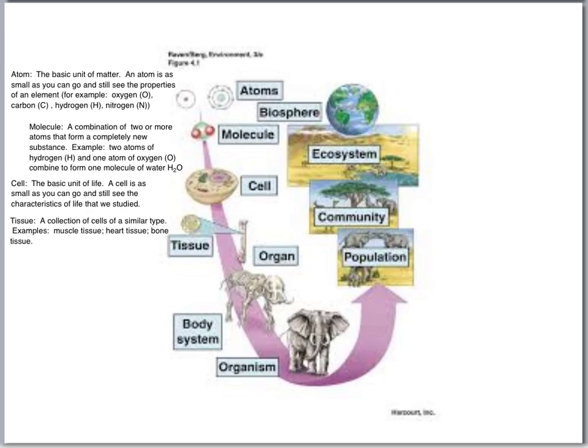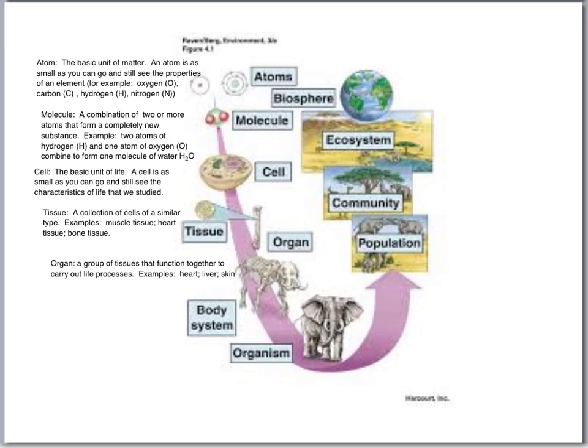Moving on to the next level, we have tissue. Now, tissue is a collection of cells that are similar to each other that come together to form kind of the building blocks for organs. So some examples, there's muscle tissue, there's heart tissue, there's bone tissue, etc. The next level, tissues come together to form organs, and organs are a group of tissues that function together to carry out life processes. So some examples that I'm sure you're familiar with, things like the heart, the liver, and the skin.